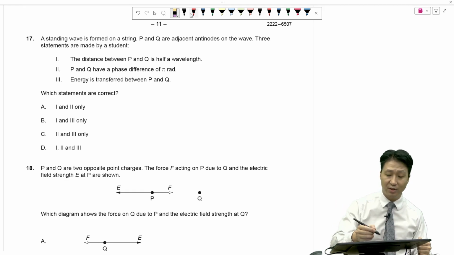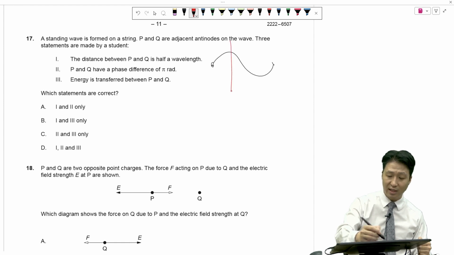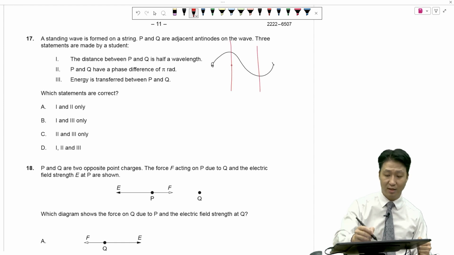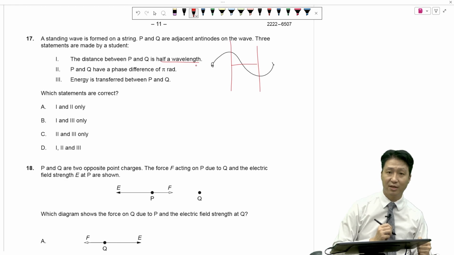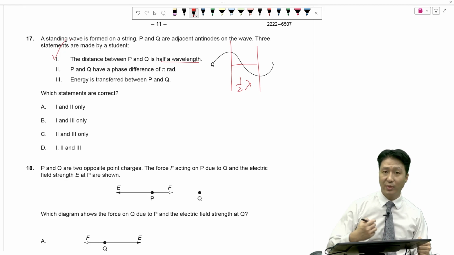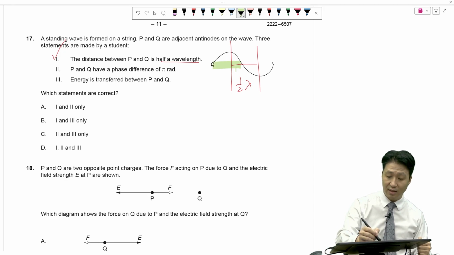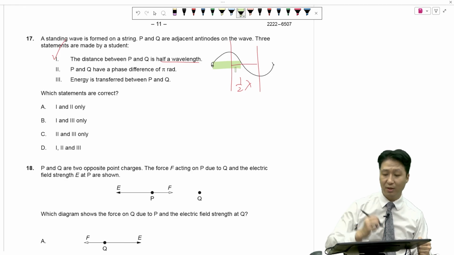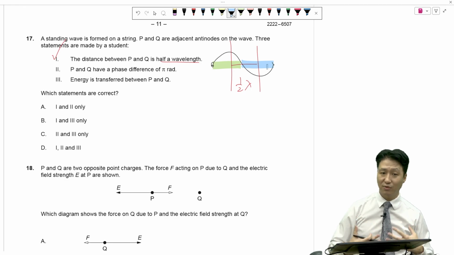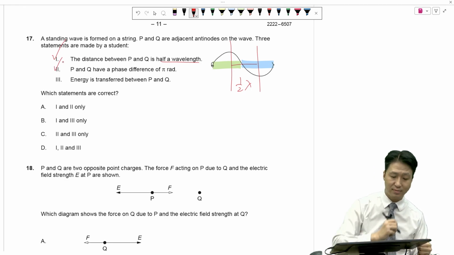The distance between P and Q is half a wavelength. If you draw a standing wave, antinodes would be here, and that is indeed half a wavelength. So 1 checks out. Number 2, P and Q have a phase difference of pi radians. And everything in this green area and everything in this blue area will have exactly 180 degrees or pi radians phase difference, which is true.